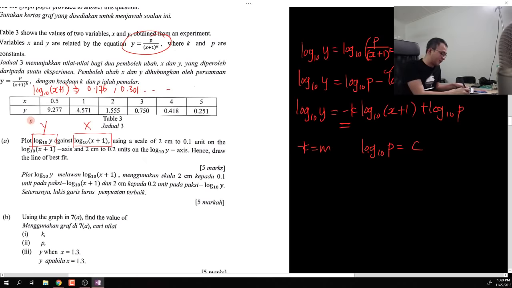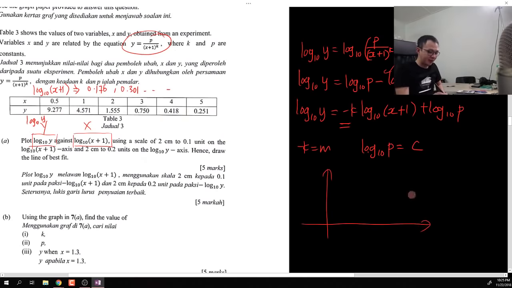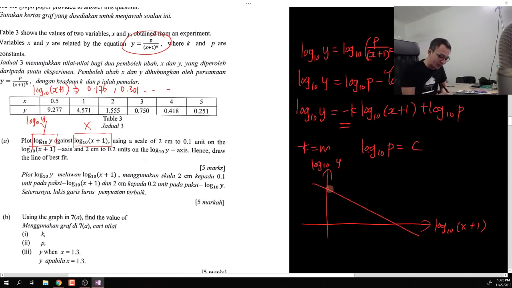Then you do the same thing for log 10y. Then you log all the y values here. And then after that, you will get a table like this. Log 10x plus 1 and log 10y. Then you will just plot and you draw. Maybe you get a line like this. And then you can get your log 10p over here. Let's say this value is 0.2.